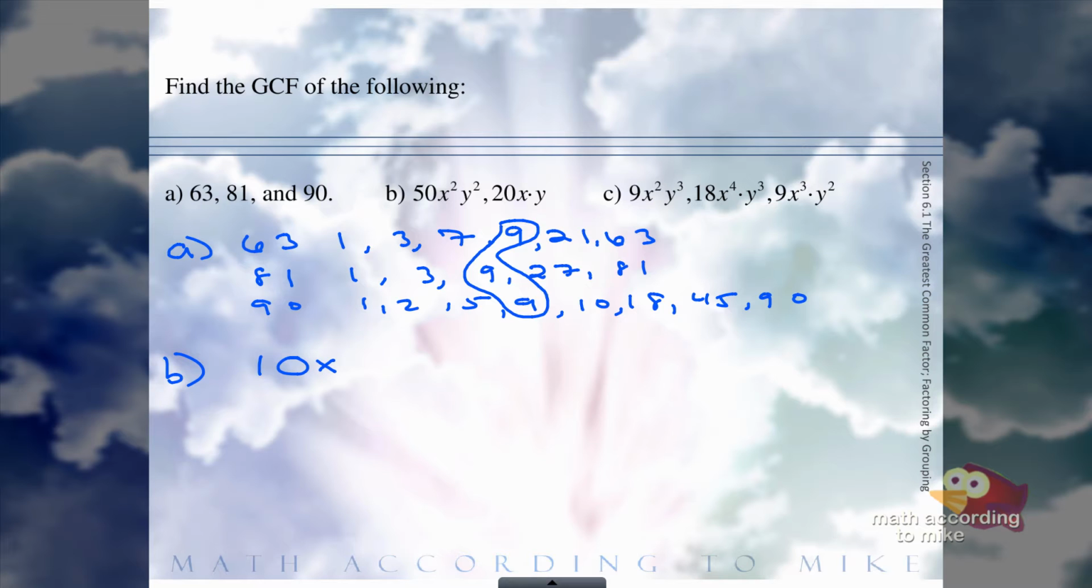So notice you take the smaller exponent. And for y squared and y, again, take the smaller exponent, just y. So the GCF of part B is 10xy.